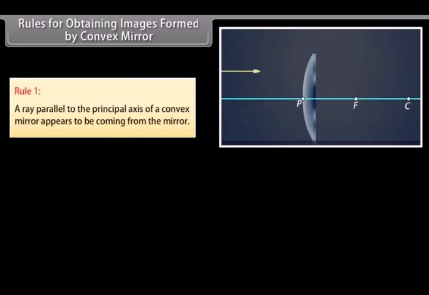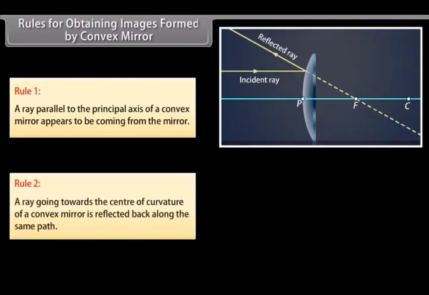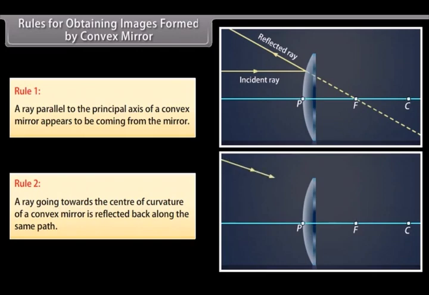Rules for obtaining images formed by convex mirror. Rule 1: a ray parallel to the principal axis of a convex mirror appears to be coming from the focus behind the mirror. Rule 2: a ray going towards the center of curvature of a convex mirror is reflected back along the same path.